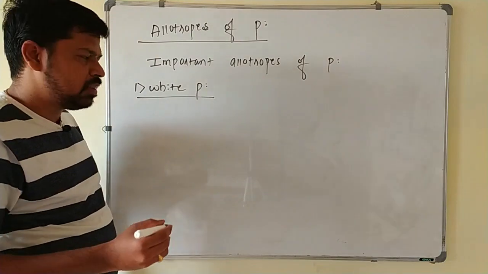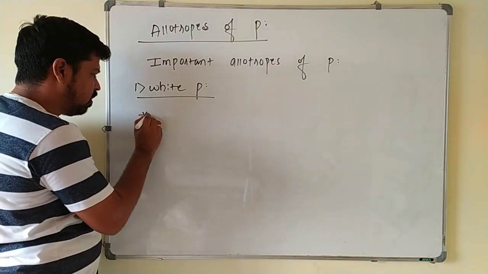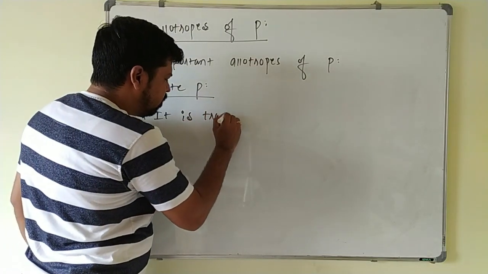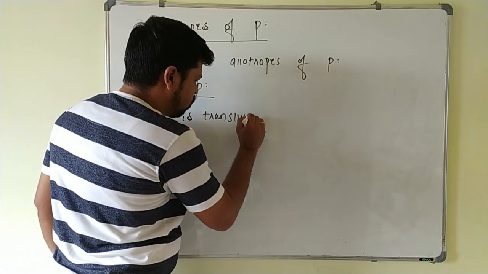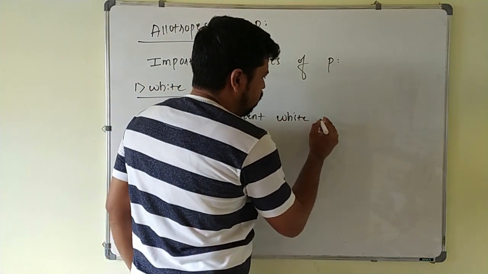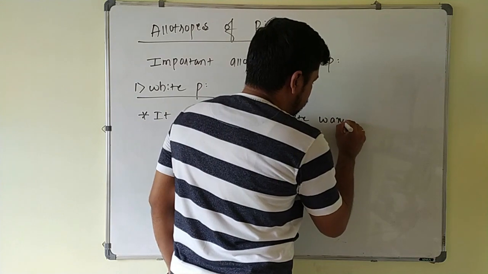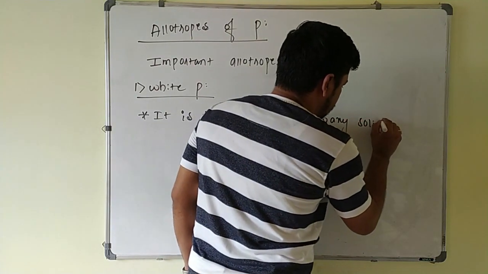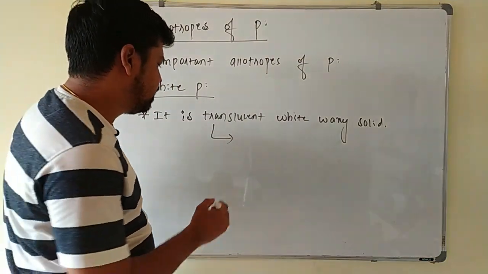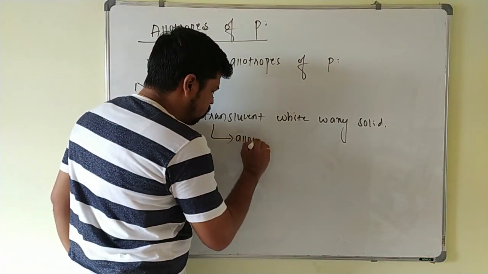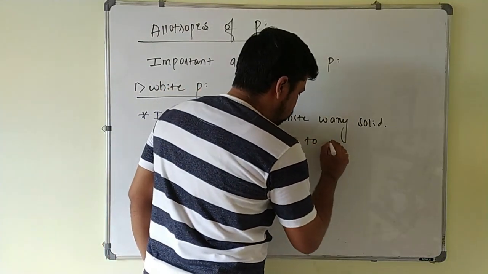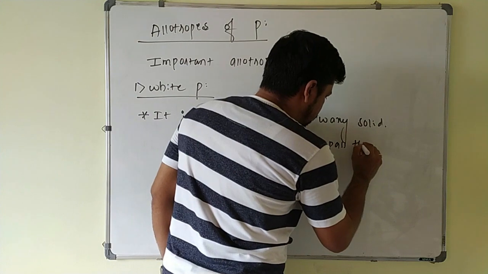In this one you have to remember some points. The first one is, it is a translucent white waxy solid. Here translucent means which allows light to pass through it.